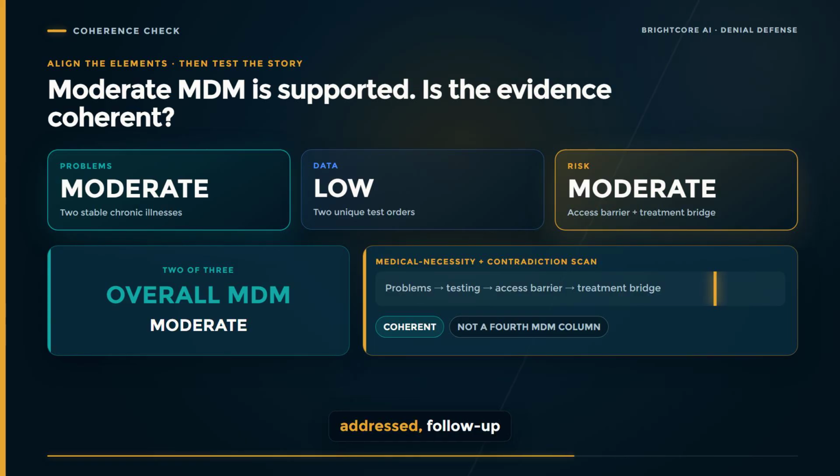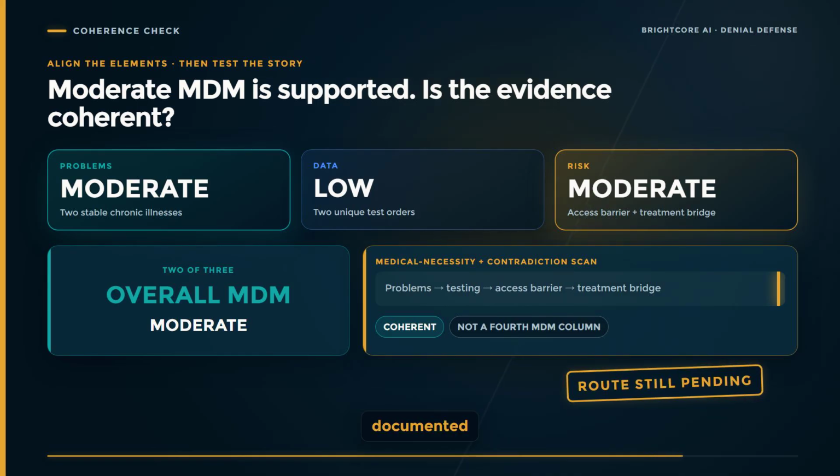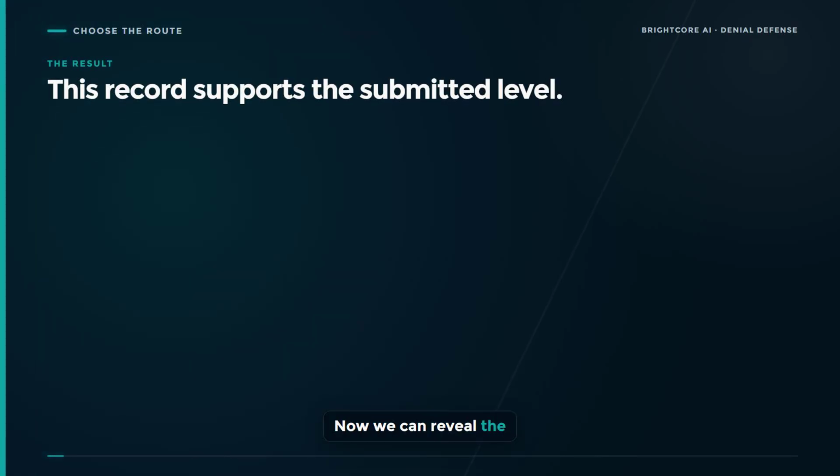Here, the conditions addressed, follow-up testing, pharmacy access barrier, and treatment bridge connect. The note's routine tone does not contradict the documented management. Its length does not determine the level either. The evidence is coherent. The route is still the next decision. Now we can reveal the result.